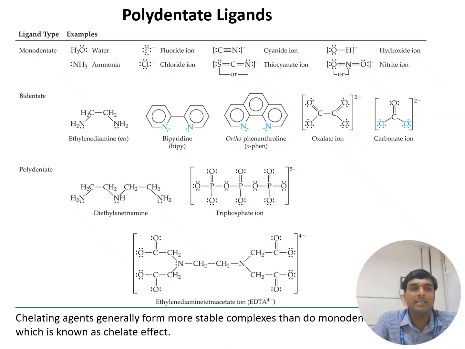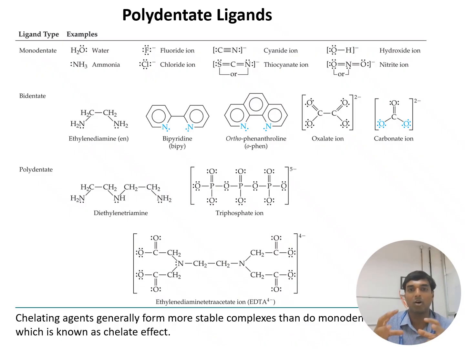Now, a monodentate ligand has binding capacity 1, and bidentate has 2. For example, you can see bipyridine, orthophenanthroline, oxalate, carbonate, and polydentate ligands. This is very important because it is useful for chelate complexes. What is a chelate complex? Basically, the ligand surrounds the metal ion in such a way that it forms a cyclic structure.